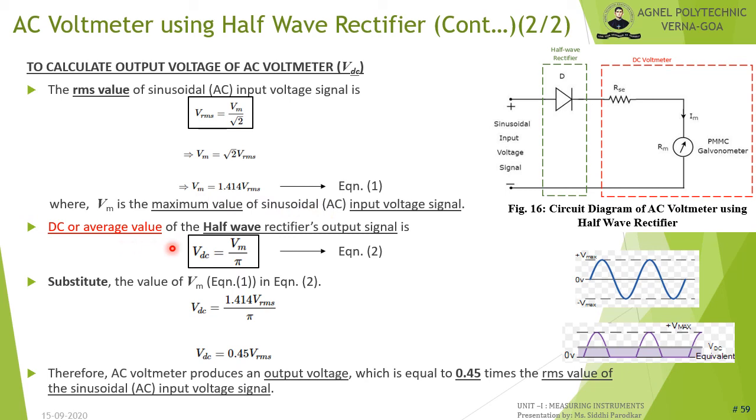DC or average value of the half wave rectifier output signal is given as VDC is equal to Vm upon pi. Substitute equation number 1 in this equation, we get VDC is equal to 1.414 Vrms divided by pi. Thus, VDC is equal to 0.45 Vrms. Therefore, the DC voltage produced by this voltmeter is equal to 0.45 times the RMS value of the AC input signal.